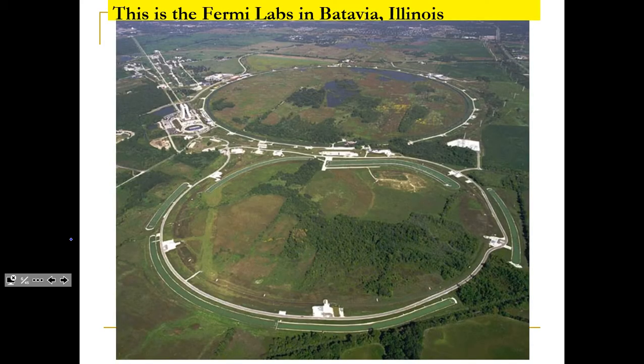Now, there's a large particle accelerator in the Fermi labs in Illinois. And you'll see these two large racetracks, essentially, where they will speed up these atoms, have them go around and around and around, and eventually we can create new transuranium elements.